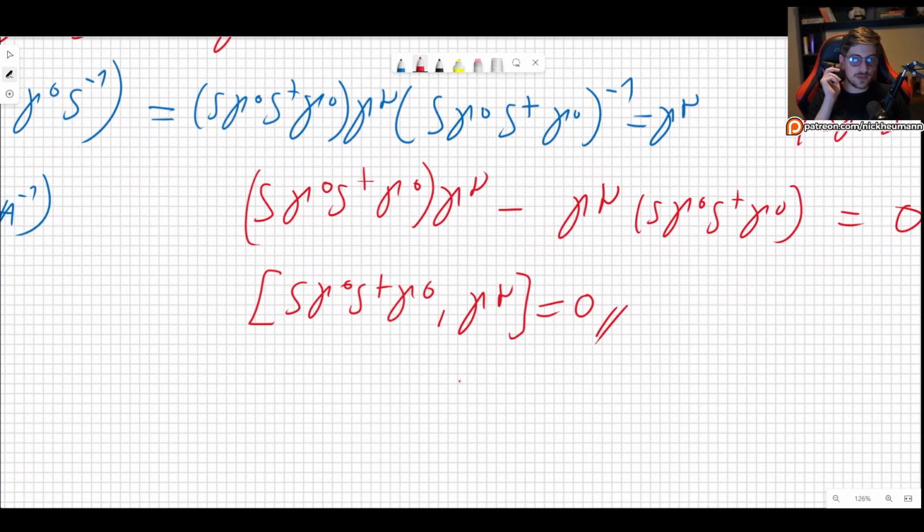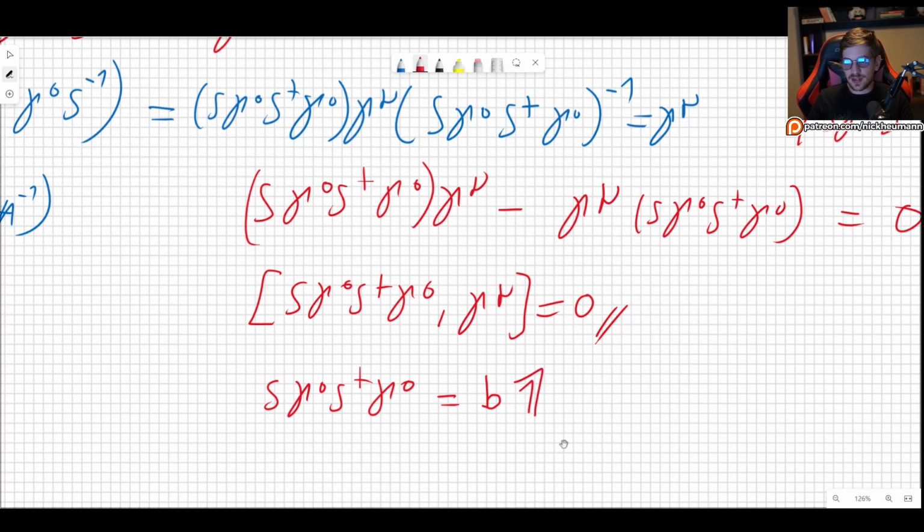Well, as you may recall from the video we made a few videos ago, every 4x4 matrix that commutes with all gamma mu's is proportional to the identity matrix. That's something that we proved in another video. If you're interested, I will put the link in the description. So this means that S gamma 0 S dagger gamma 0, which commutes with all gamma mu's, is proportional to the identity matrix, with a constant of proportionality B.